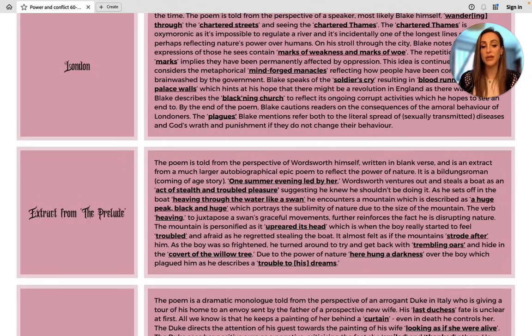The mountain is personified as it upreared its head, which is when the boy really started to feel troubled and afraid as he regretted stealing the boat. It almost felt as if the mountain strode after him. As the boy was so frightened, he turned around to try to get back with trembling oars and hide in the covert of the willow tree. It's like the safety of the willow tree.